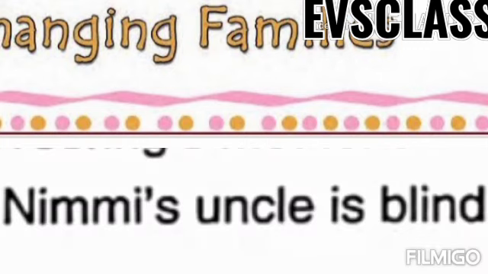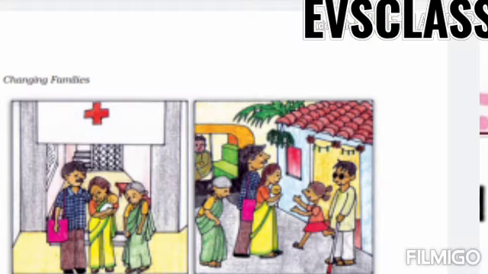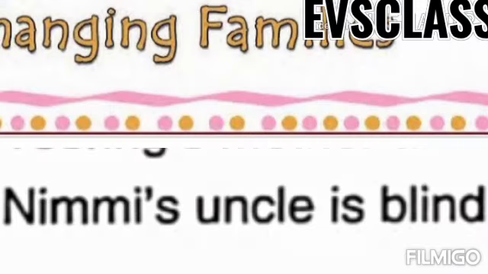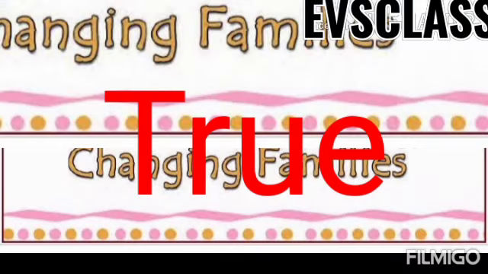Okay, the next question is, students. Nimi's uncle is blind. Just think about whatever is in today's discussion. Okay, students, mark true or false for these statements. Nimi's uncle is blind. See the picture, students. So exactly what will the answer be for this? True. It is true, students. Nimi's uncle is blind, as you have seen in the picture.